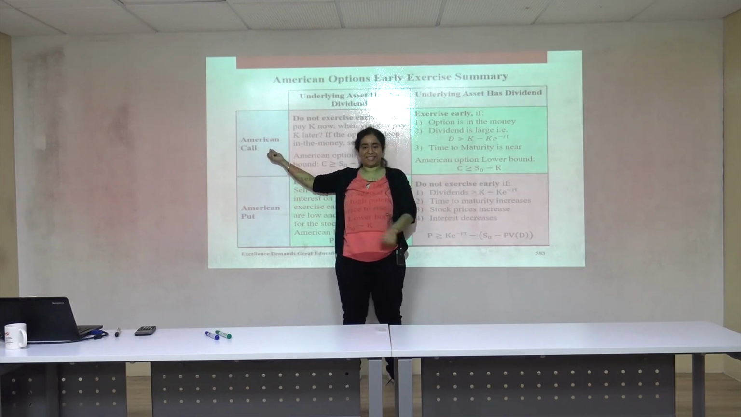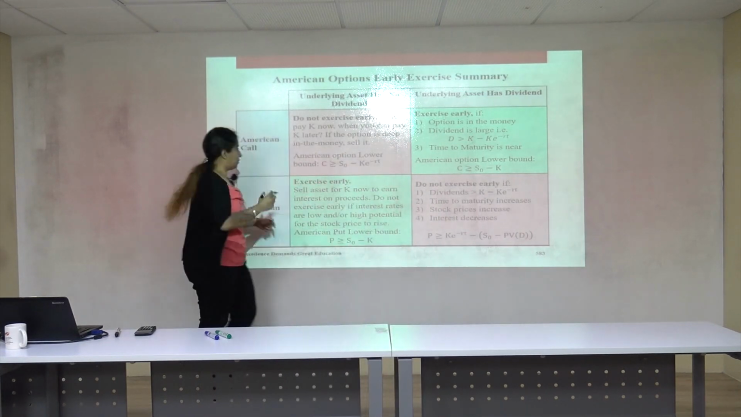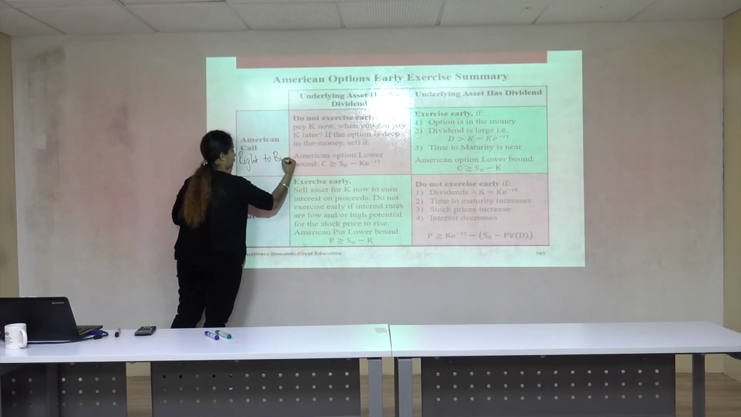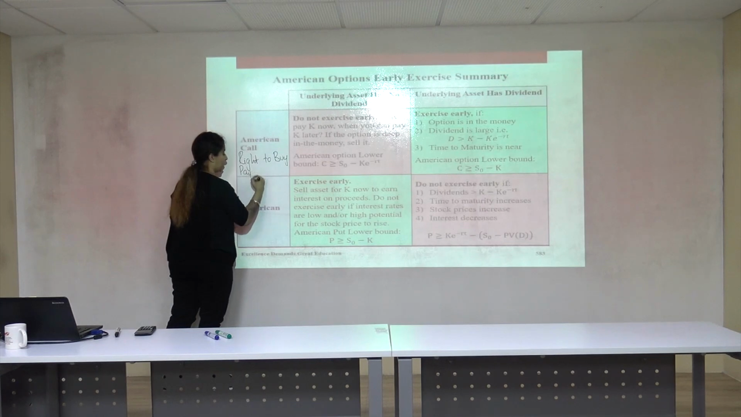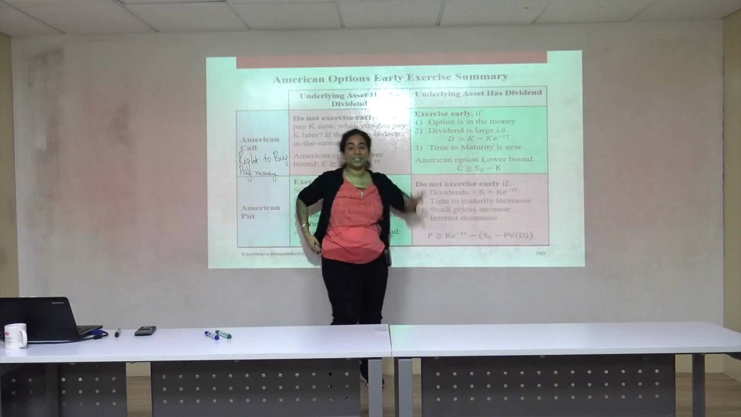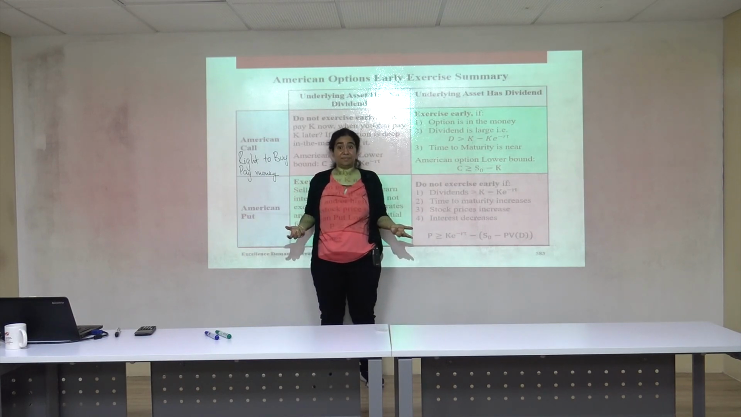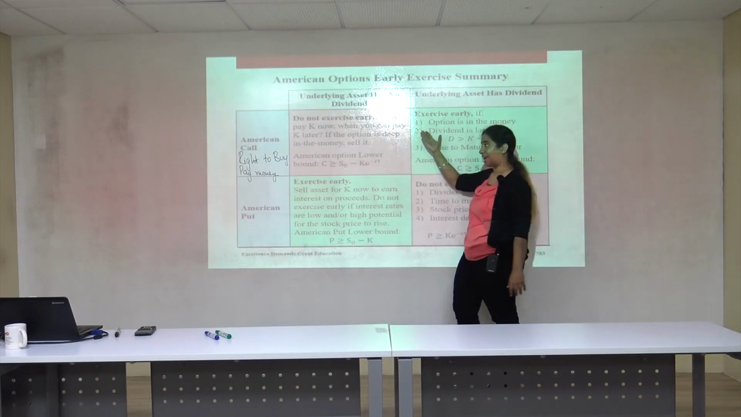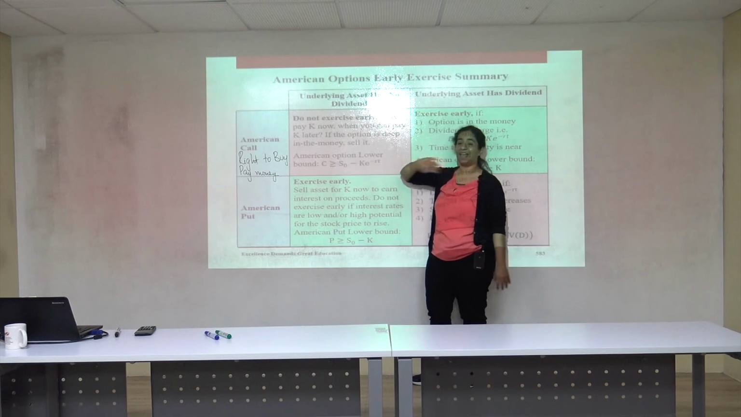Remember, it's the right to buy. Let's put it down there. So American call is the right to buy. That means you want to pay money, right? Now, if the stock has no dividends, why would you want to buy it? Why would you want to pay money early? So you will not exercise early. So do not exercise early. Why pay K now when you can pay the K later?